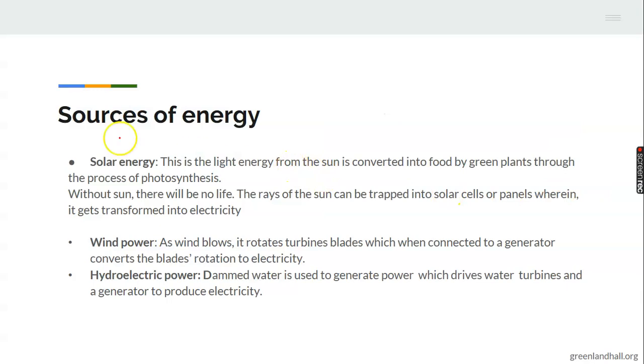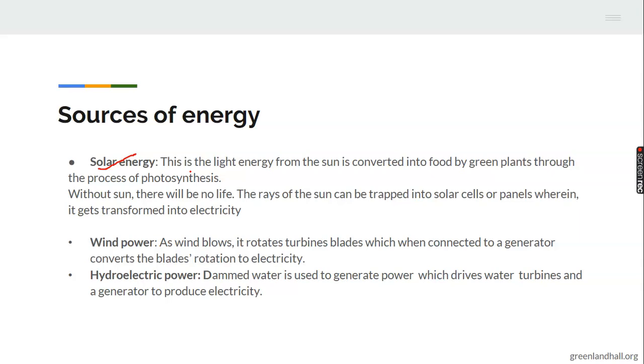Sources of energy. So we have different sources of energy, and we are going to talk about them one after the other. The first one on my list is solar energy. This is the light energy from the sun, and it is converted into food by green plants through the process called photosynthesis.